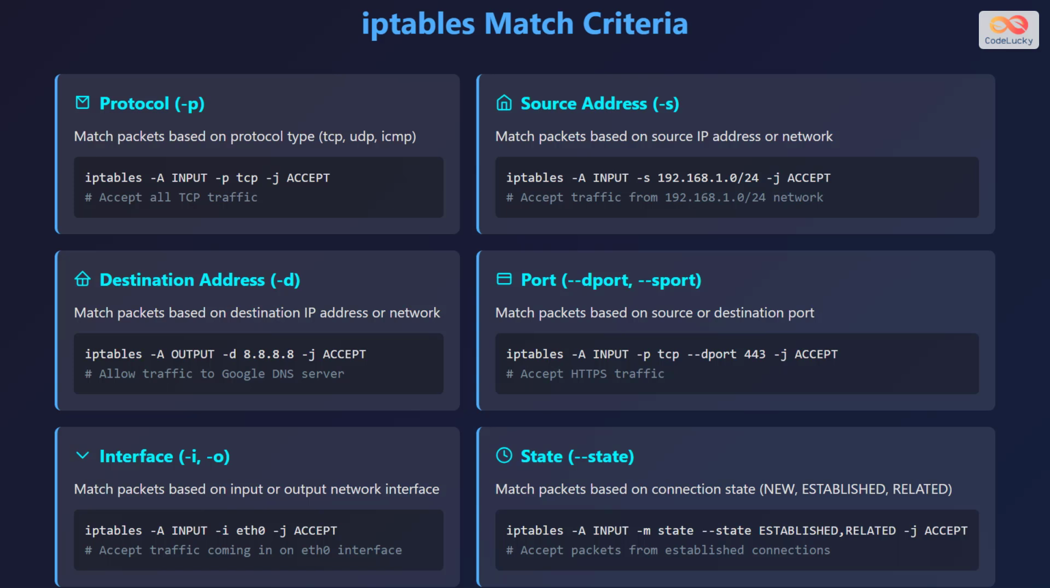Iptables uses match criteria to identify packets. Protocol, specified with -p, matches packets based on protocol type, such as TCP, UDP, or ICMP. For example, iptables -A INPUT -p tcp -j ACCEPT accepts all TCP traffic.